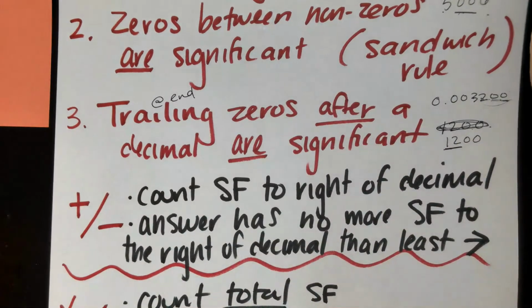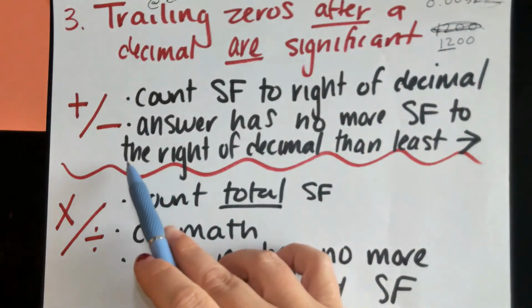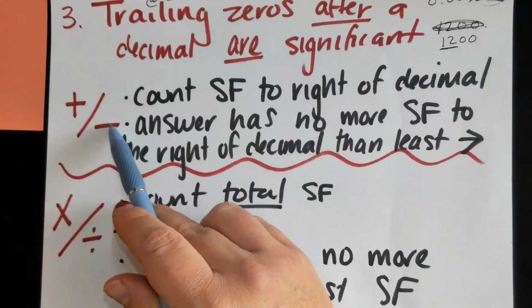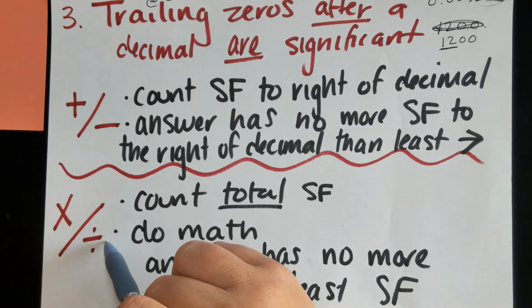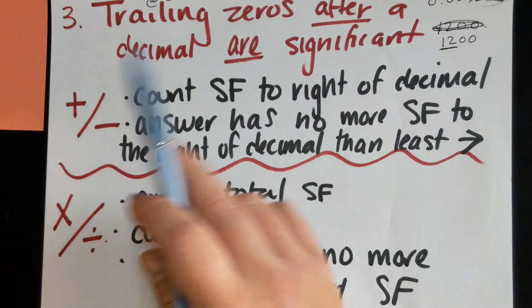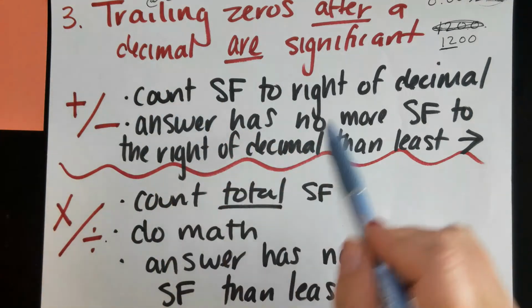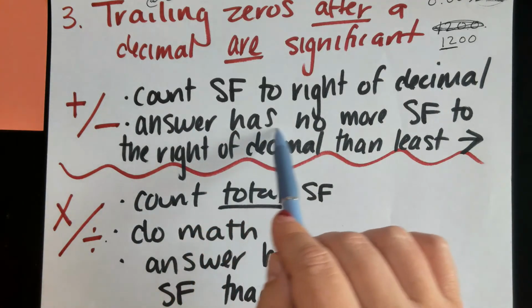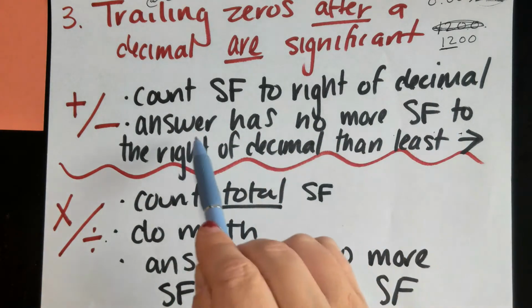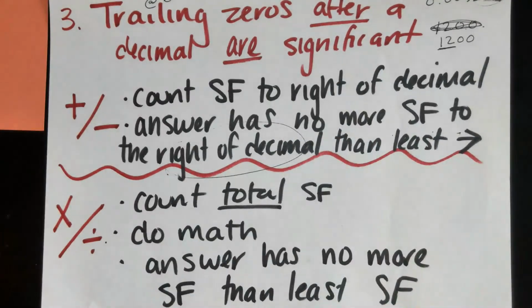Okay, we have some rules. We're going to do some practice here in a few minutes. We have some rules when we add and subtract with significant figures. We have some rules when we multiply and divide with significant figures. When we add and subtract, we look at the terms that we are going to work with, and we count the number of sig figs to the right of the decimal point. Your answer can have no more sig figs to the right of the decimal than the one with the least to the right of the decimal.